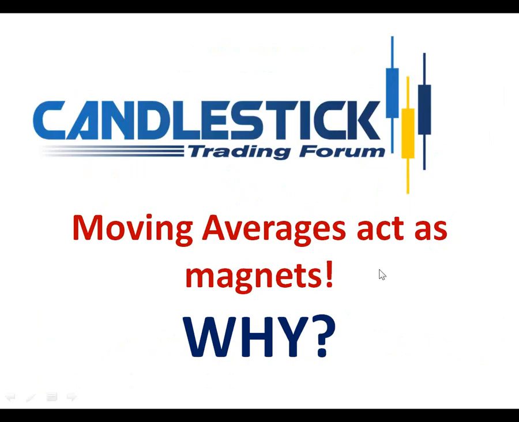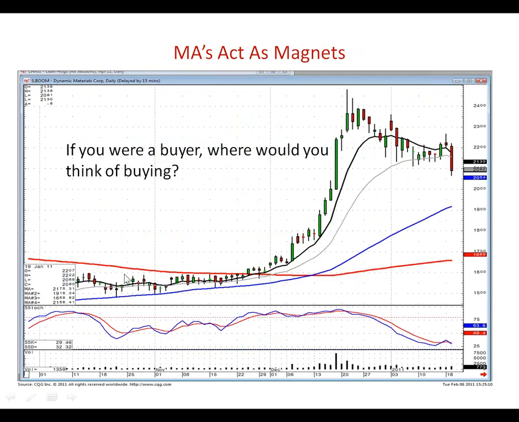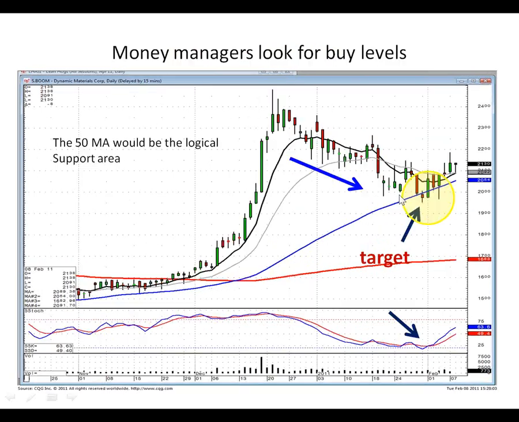So moving averages act well because they act as magnets. Why is that? Because if you're a major money manager and you like this stock and you decide you're going to buy, and usually money managers are going to come in for big volume and it's drifting back, where do you think you're going to wait until to see if it supports? You're going to wait to see if it supports here at the 50-day moving average. What do we see once it gets back here? We see a morning star signal right on the target with stochastics in the oversold area.